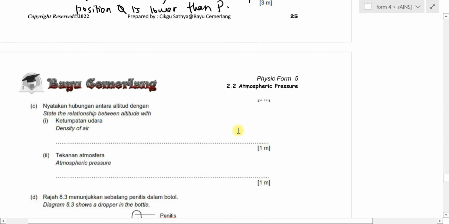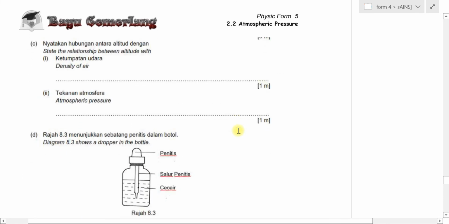Straightforward question. Now the relationship question between the altitude and the density, and the altitude and the atmospheric pressure. So altitude is your manipulated variable. So, the higher the altitude, the lower the density of the air.